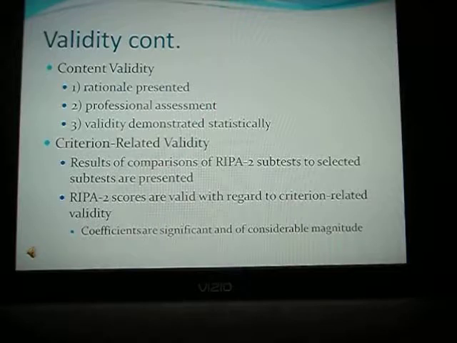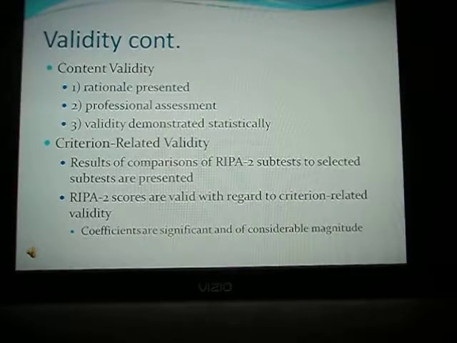Second is content validity. There are 3 demonstrations. First, the rationale for subtest format and selection is presented. Second, a panel of 3 professionals known to have practical and theoretical expertise in the field of TBI were asked to assess RIPA2. Third, validity of items is demonstrated statistically by the results of item analysis procedures that were used to validate items during the revision of the test.